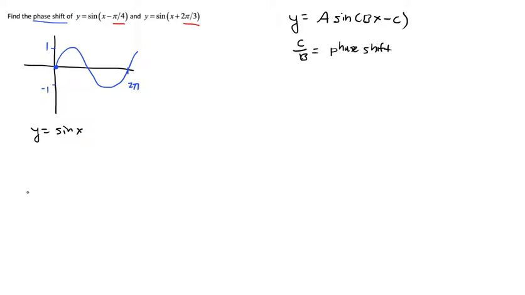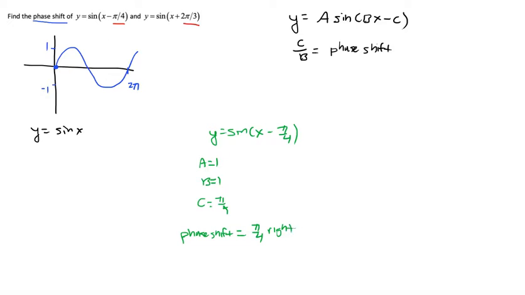So what about this one? Let's do it right here: y equals sine of x minus pi over 4. We notice that here a is equal to 1 and b is equal to 1, so there's no amplitude change and no period change. But we see that c is equal to a positive pi over 4. Remember, this minus is built in. So the phase shift, in this case, is c over b, so pi over 4 over 1, which is just pi over 4. This is going to be to the right.